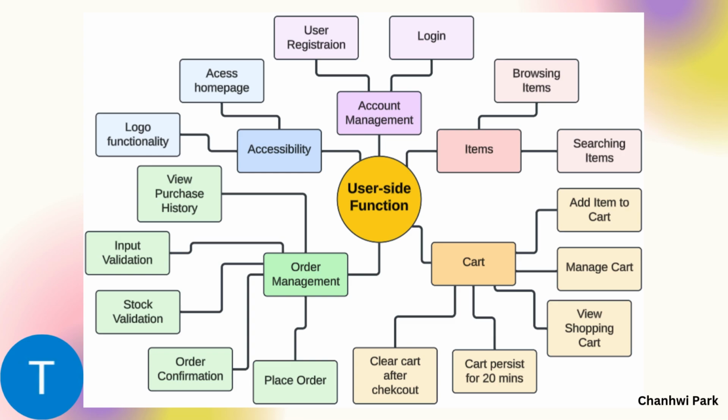For example, assessing the homepage and website logo functionality belong to the accessibility phase. Login and user registration belong to the account management phase. Browsing items by categories and searching items with keywords belong to the items phase.